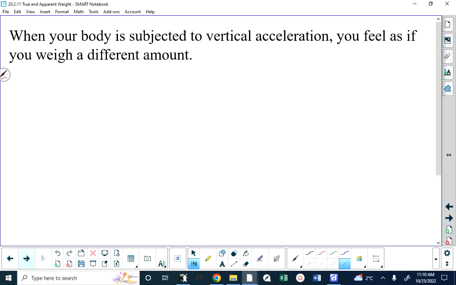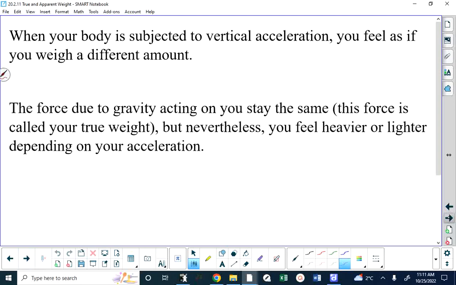That's your apparent weight. On the other hand, if you're in an elevator and suddenly it starts moving up, you feel more massive or more weight, don't you? Scratch the massive thing. I should not have said that. Your weight feels like it's more. So that's because of a vertical acceleration.